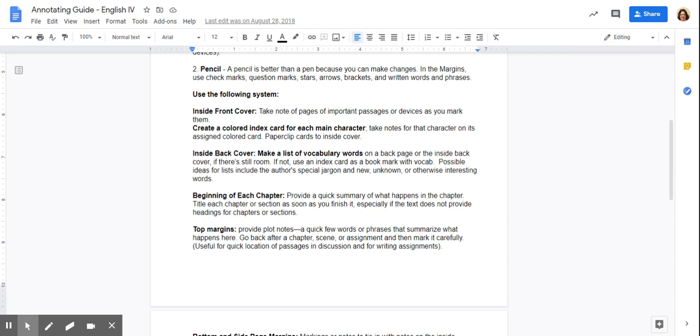This can be very short. It can just be a few sentences, but you're basically putting things that are important from that chapter, so that if you're going back through and trying to look for something, you can easily find and locate where things are happening in the novel.